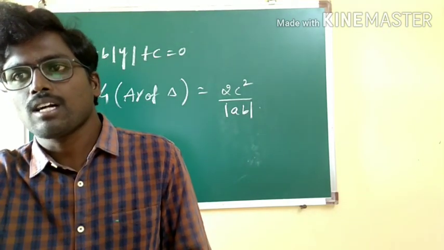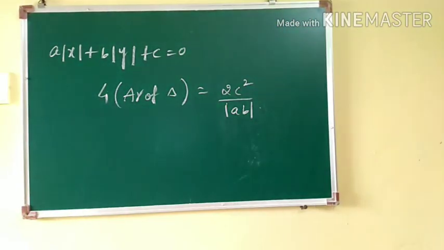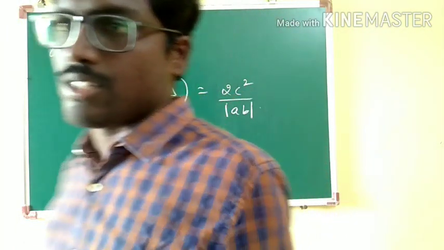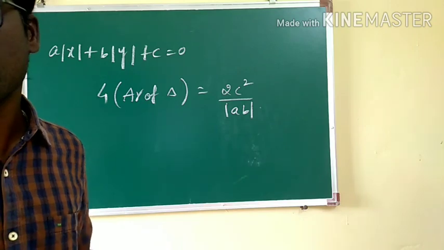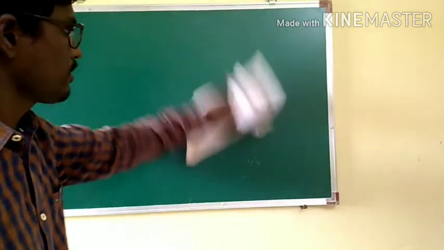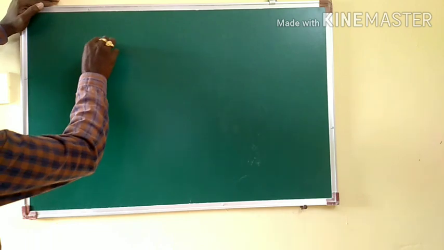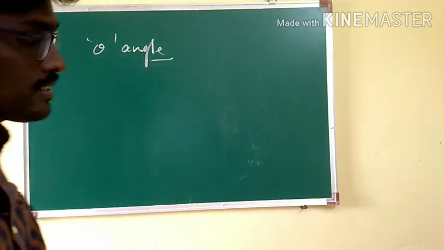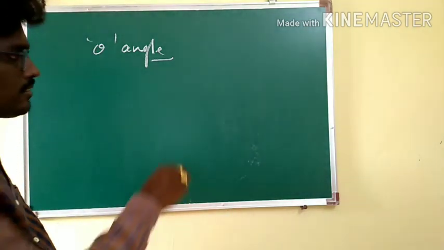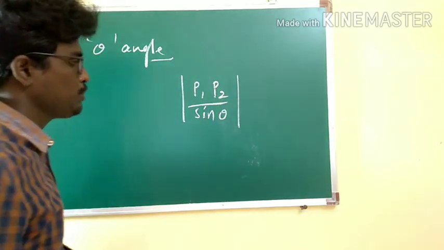Next point, if P1 and P2 are the distances between parallel sides, and theta is the angle between adjacent sides of a parallelogram, then its area is mod P1 into P2 by sin theta.